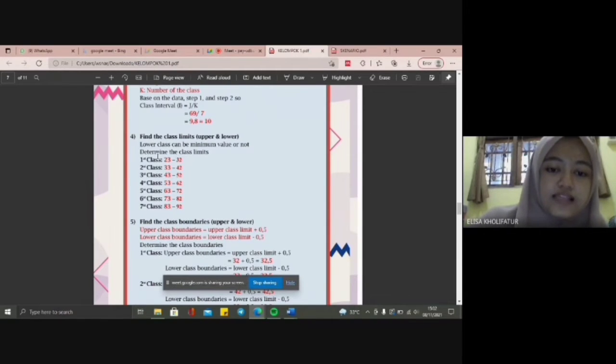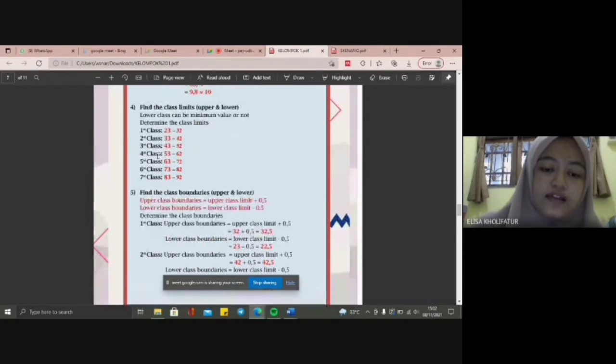Fifth class is 63 until 72. And sixth class is 73 until 82. Seventh class is 83 until 92. Number 5, find the class boundaries, upper and lower.